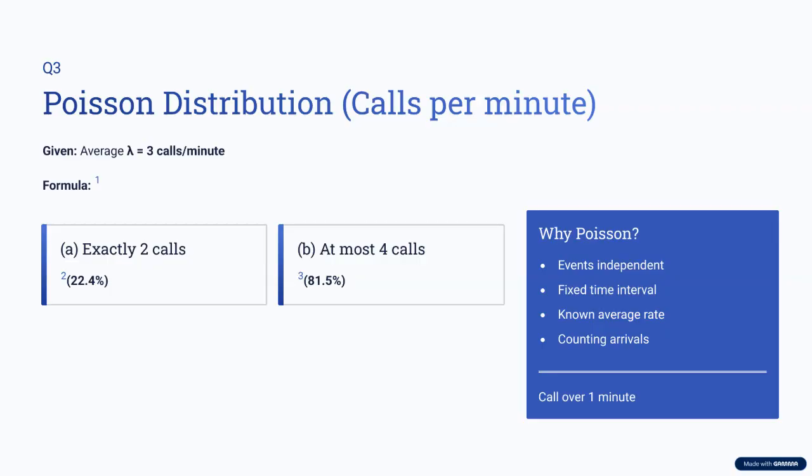Calls are countable events. Diagram idea: imagine a timeline of 1 minute with marks showing when calls arrive. They are random but average 3 per minute. Poisson is very useful for call centers, traffic flow, number of emails per hour, etc.